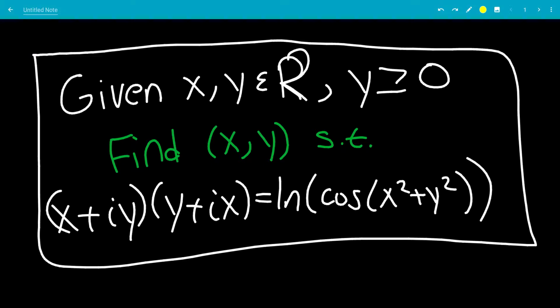In this video, we're going to solve an interesting equation. We are first given that x, y are real numbers. y is non-negative, so it's bigger than or equal to 0. We're going to find x, y pairs such that (x + iy)(y + ix) = ln(cos(x² + y²)).